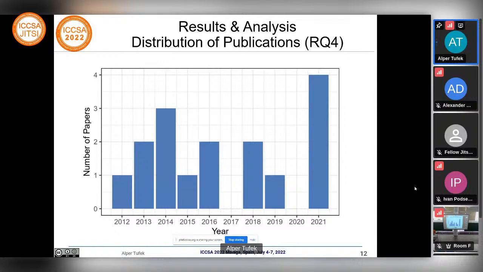If we look at the publication years, we can see that although there is no general pattern in the distribution across years, it is possible to say that there has been a relative increase in the number of studies on the subject as of 2021.